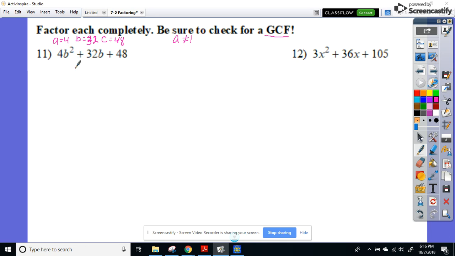So there's a couple of things that you're going to do. The first thing you're always going to do, anytime your A is not 1, is you're going to check for a GCF. Remember what GCF stands for? Think about it. GCF.